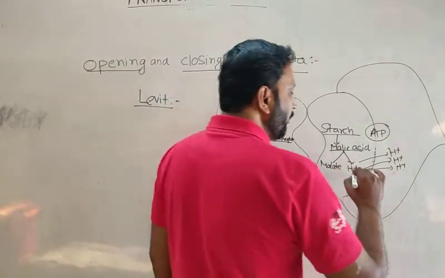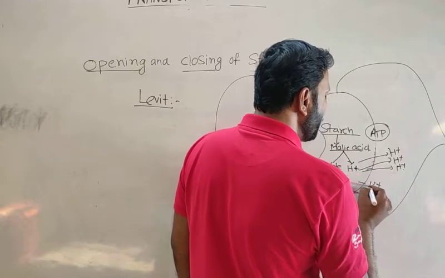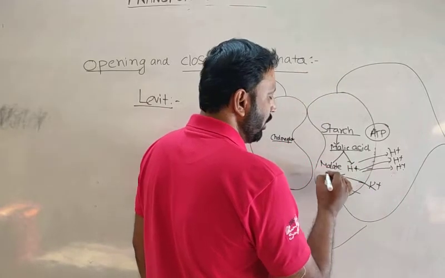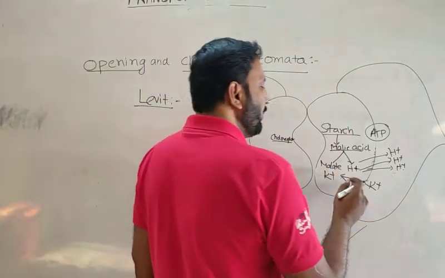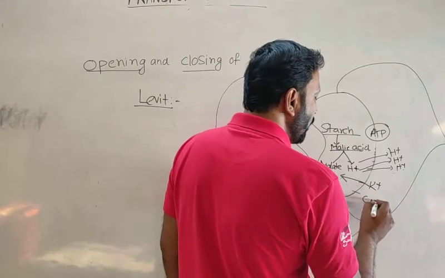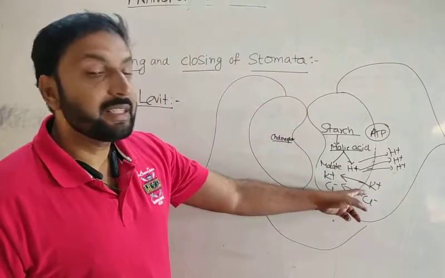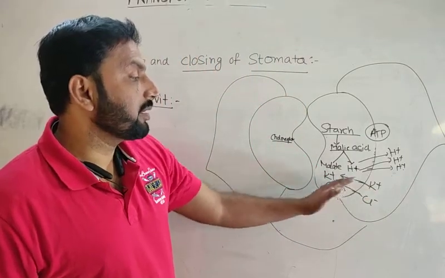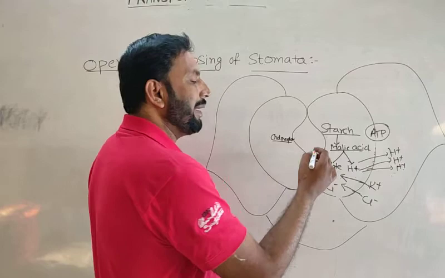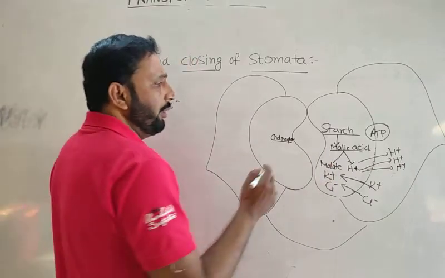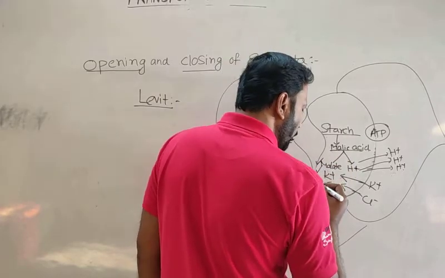When the protons move from guard cells to subsidiary cells, potassium ions accumulate from subsidiary cells into guard cells. To balance them, chloride ions also move from subsidiary cells to guard cells. This movement is passive. So potassium malate and chloride malate are forming. Now in the guard cells, malate ions, potassium ions and chloride ions are present.